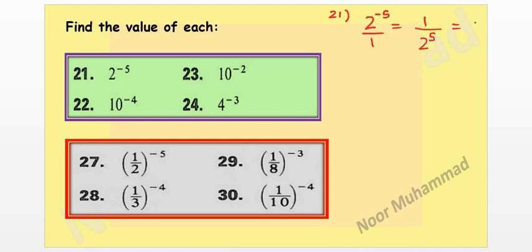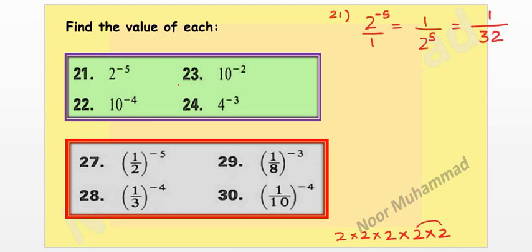If I want to get its value, that means I need to expand this one. How could we expand it? It will become 2 times 2 times 2 times 2 times 2, and multiply all these. So 2 times 2 will be 4, 4 times 2 will be 8, 8 times 2 will be 16, and then 16 times 2 will be 32. So finally your answer will become 1 out of 32.